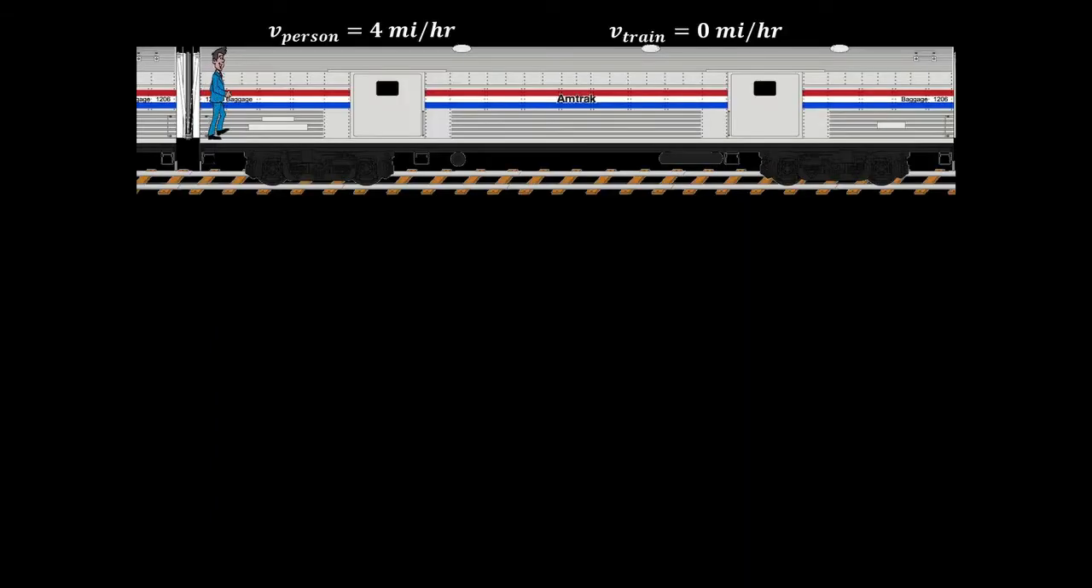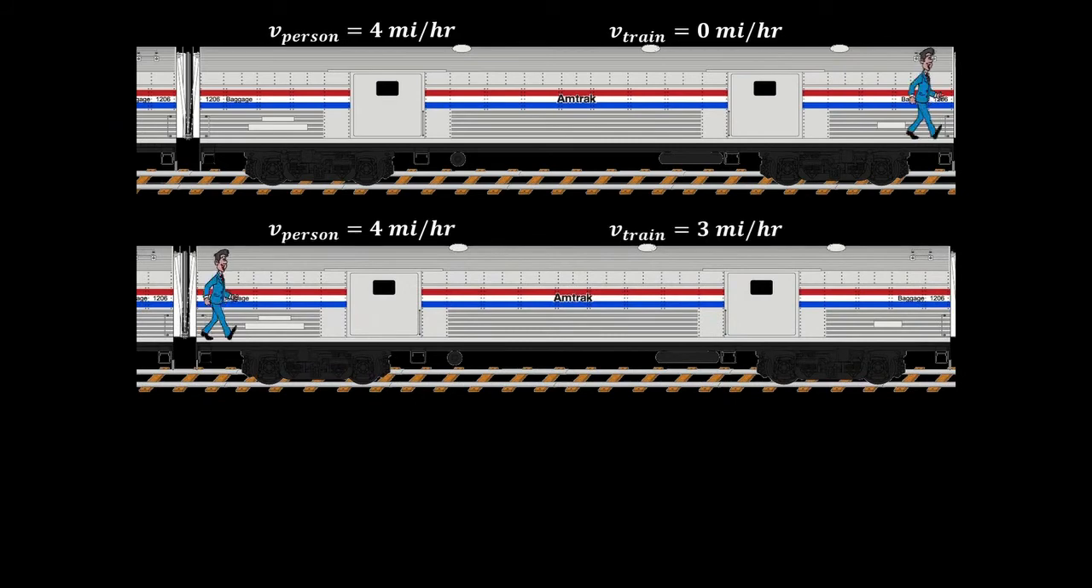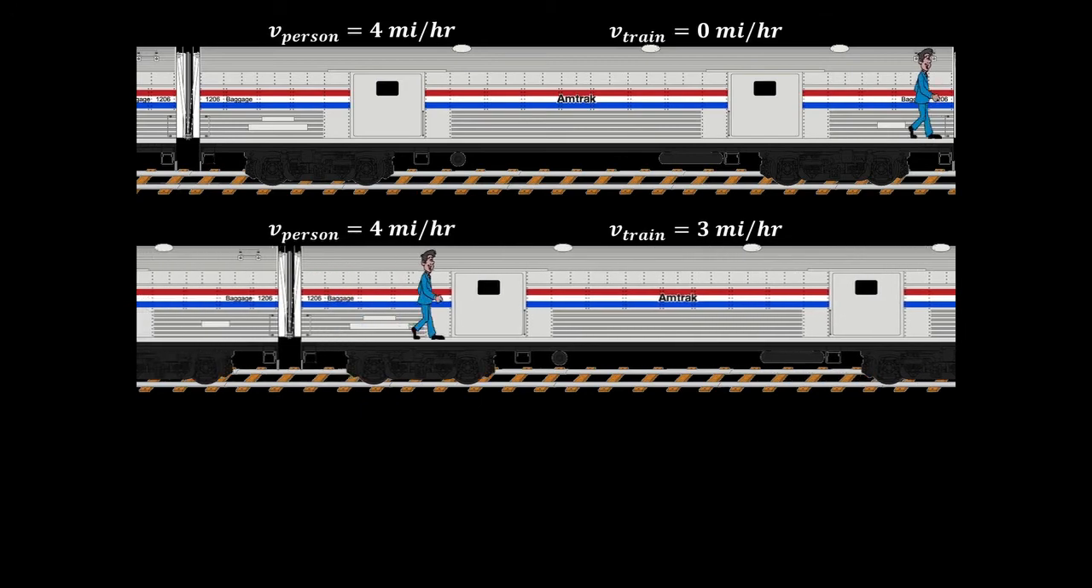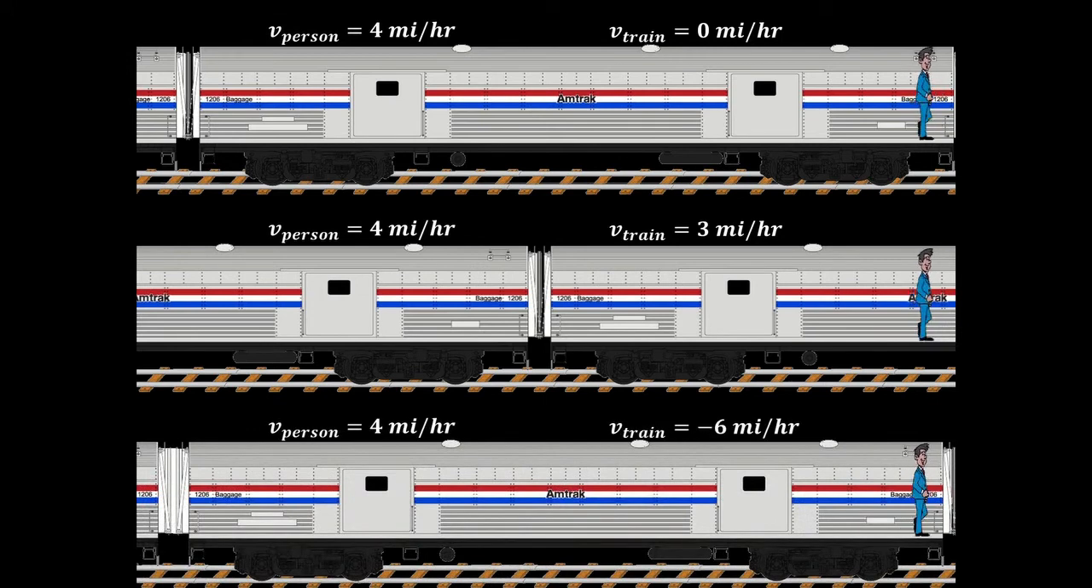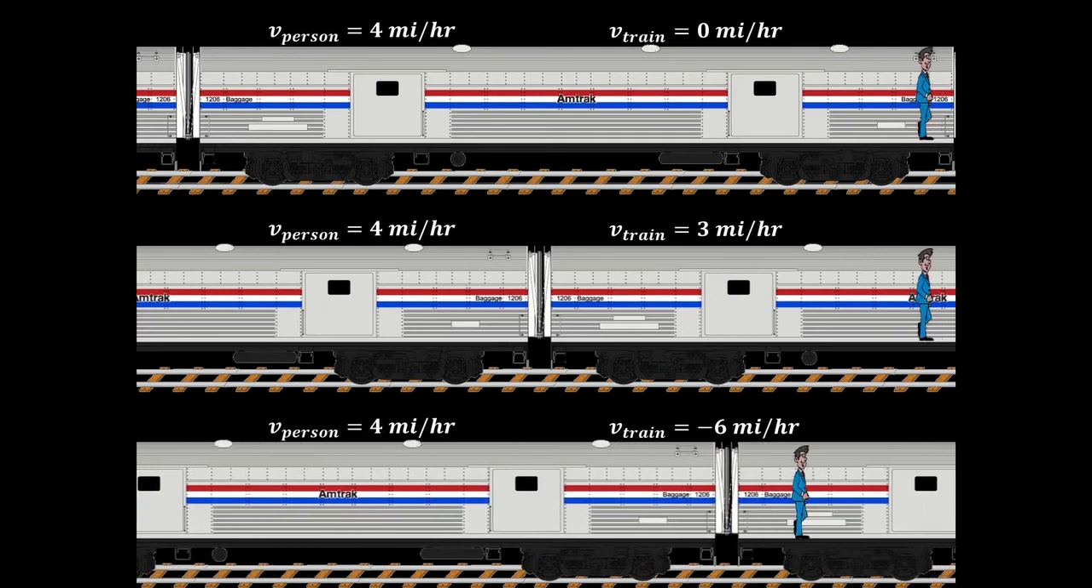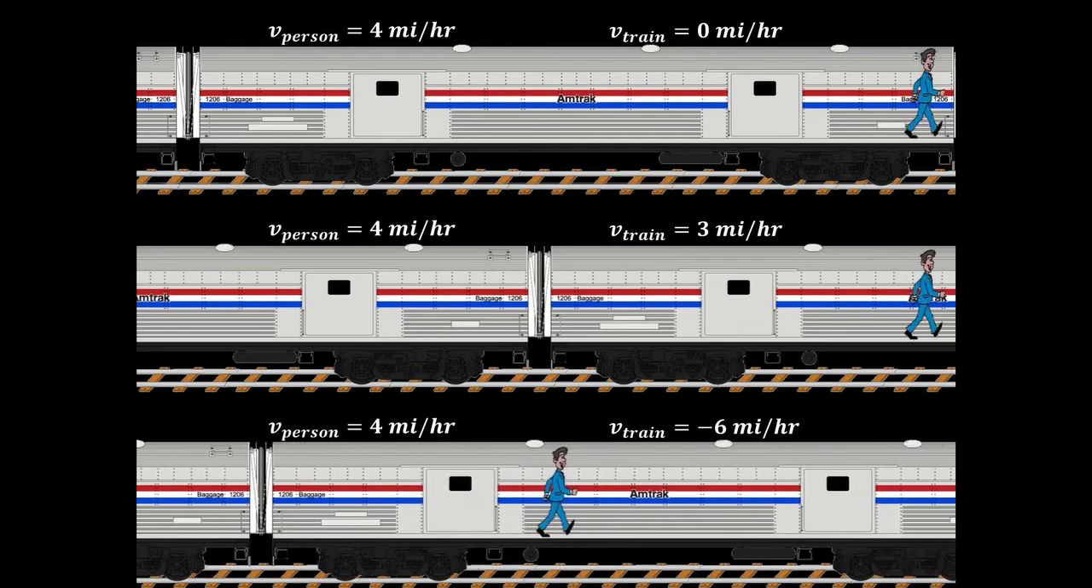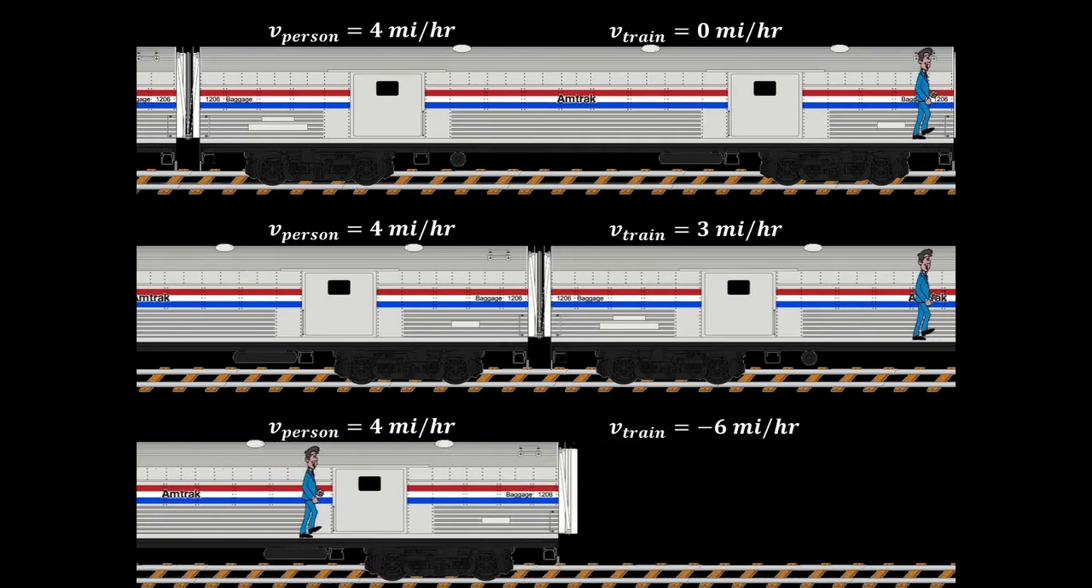If a person is walking on a train going 4 miles per hour and the train is stopped, then you take the velocity of the train and add the velocity of you, and you get 4 miles per hour. But if you are walking on the train at 4 miles per hour and the train's going 3 miles per hour, your combined velocity would be 7 miles per hour to the right. Person's going to be going 4 miles per hour. The train is going to be going to the left at 6 miles per hour. So 4 plus 6 is really 2 miles per hour to the left.